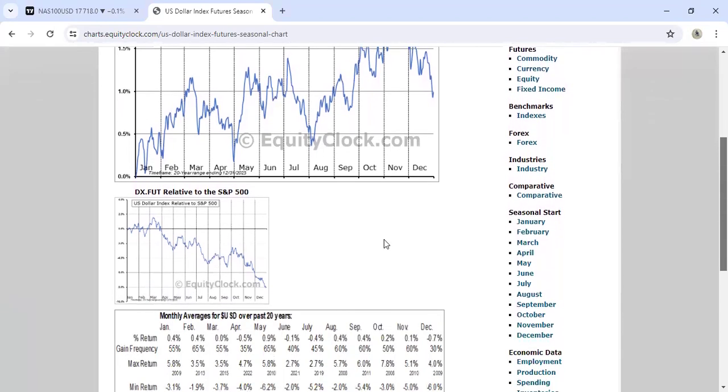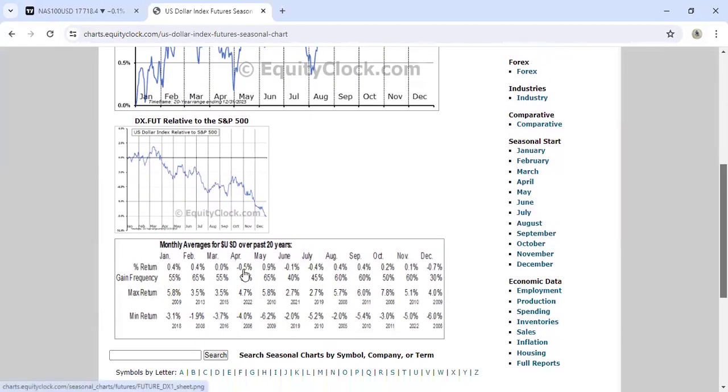Let me look at S&P. S&P also goes down. This indices. All right. So April usually sees a minus 0.5, right? Okay.